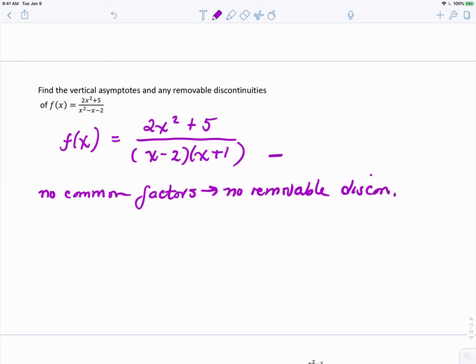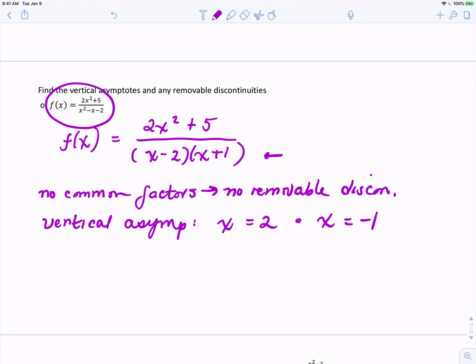In the denominator, notice that we have 2 factors, so x cannot be equal to 2, and x cannot be equal to negative 1. Those numbers aren't in the domain, so that tells us that we have vertical asymptotes there. So we have vertical asymptotes at the line x is equal to 2, and at the line x is equal to negative 1. So if you took some technology and graphed this function, that's the behavior you would notice.